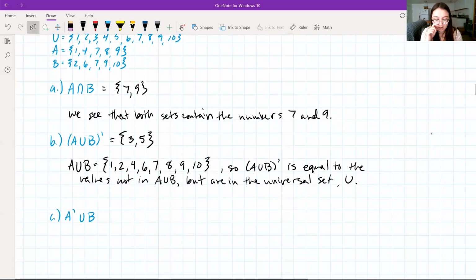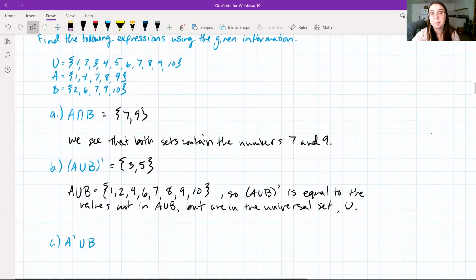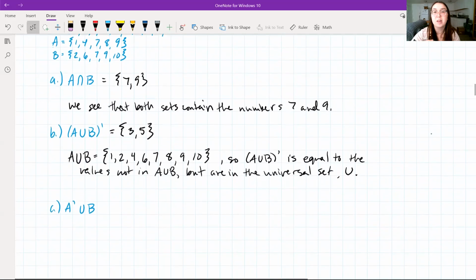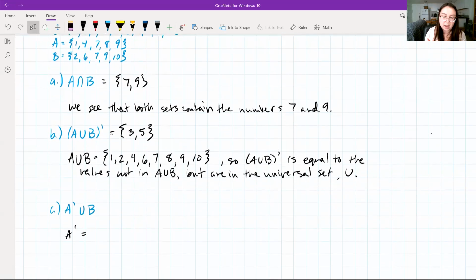Then lastly, we have here A complement union B. So first thing we want to do is find A complement, because we know what A is and we know what B is, but we do want to find A complement because we don't know that right away. It's not given to us in our problem. So let's solve for A complement. We know that the value of A is 1, 4, 7, 8, 9. So now we just have to find all the values between 1 and 10 that are not 1, 4, 7, 8, or 9.